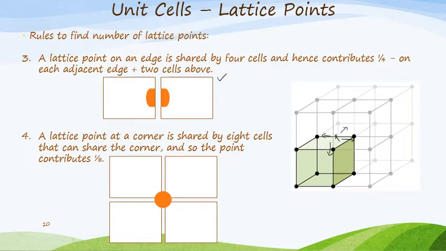All right, and then a lattice point at a corner is shared by 8 cells that can share the corner, and so the point contributes 1/8. If we look at this diagram on the left, you can see there's 1, 2, 3, 4, but remember that there are 4 equal cells above and below. So that means this point can contribute 1/8 of 1 whole.